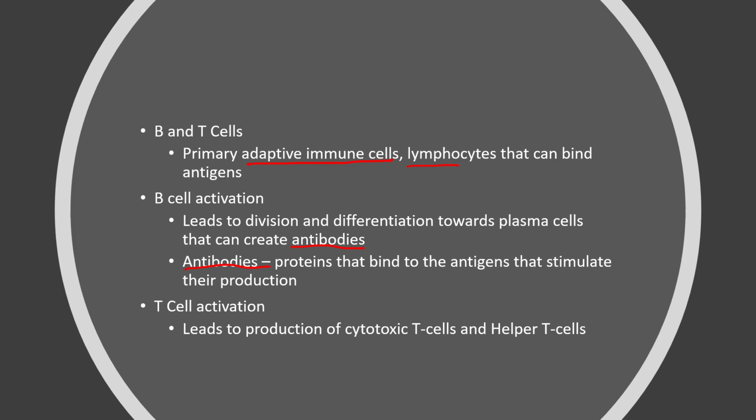T cells, on the other hand, when activated, they can produce both cytotoxic T cells and helper T cells. We will discuss the effects of cytotoxic T cells and helper cells later.